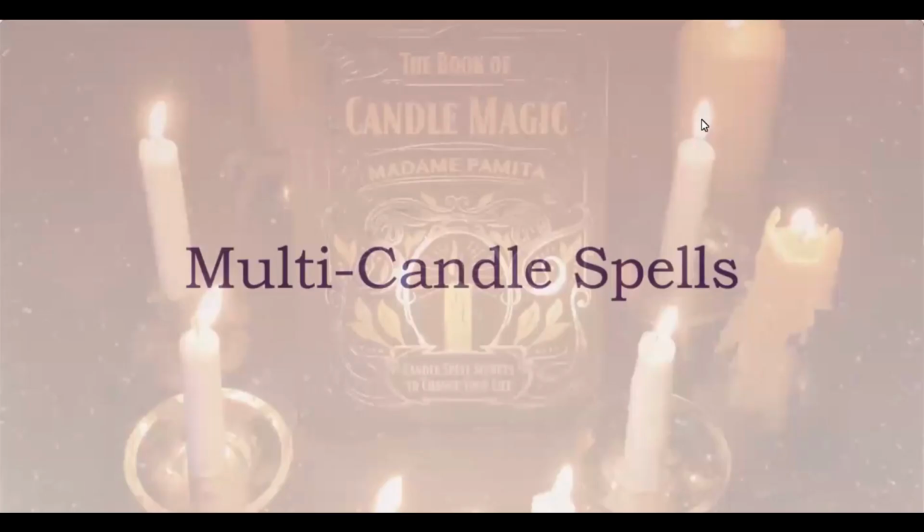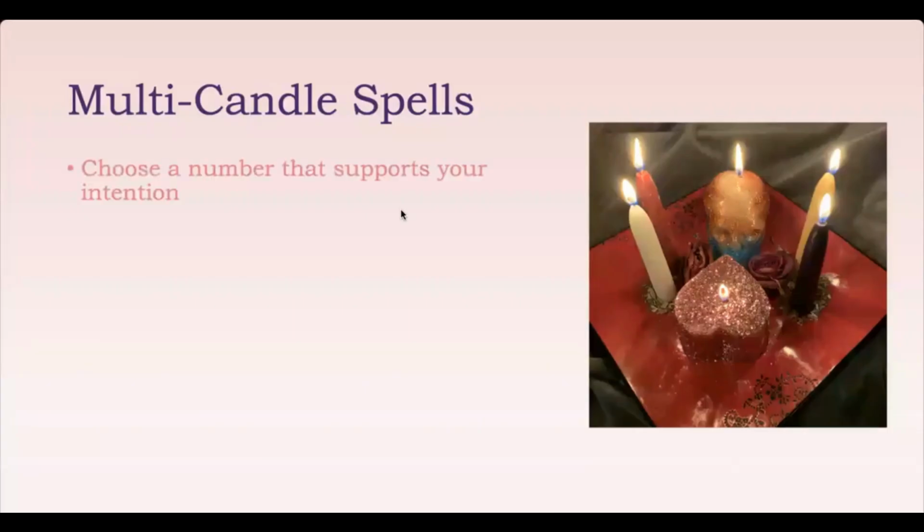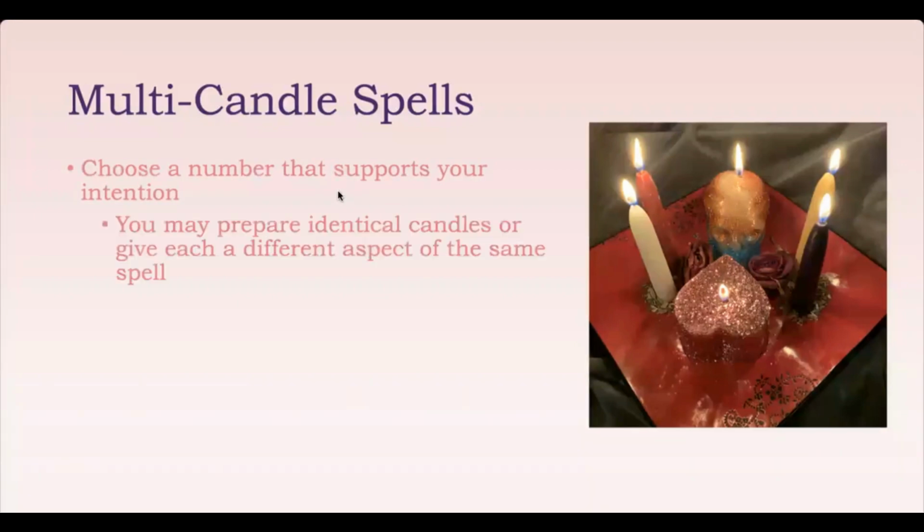We can also use all that good numerology information by doing multi-candle spells. We don't have to use numerology, but we can. So we can choose a number of candles that supports our intention. We don't have to. We might choose our candles based on what extra things we might want to bring into our spell, but we could definitely choose a number that supports our intention. We could prepare identical candles or give each candle a different aspect of the same spell.